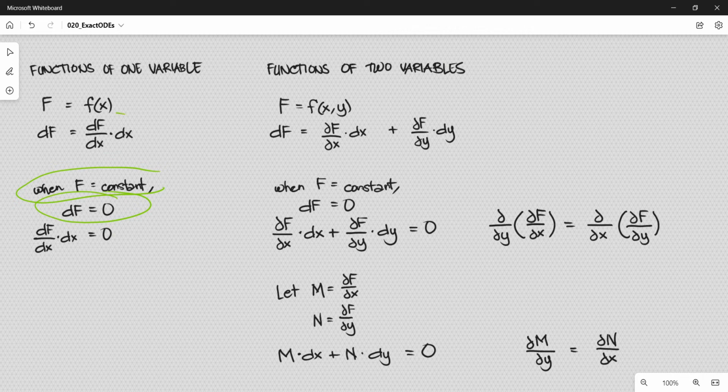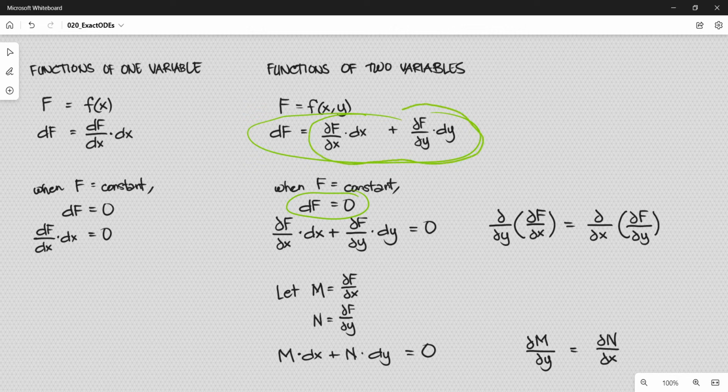And since ang df equal nga dito sa derivative ng f with respect to x multiplied to dx, then itong df pwede nating i-rewrite as ganito. Sa functions naman of two variables, kapag constant ang f, ang df equals sa 0. And since ang df ay equal dito sa partial derivative of f with respect to x multiplied to dx plus partial derivative of f with respect to y multiplied to dy, then ito, pwedeng i-rewrite as ganito.